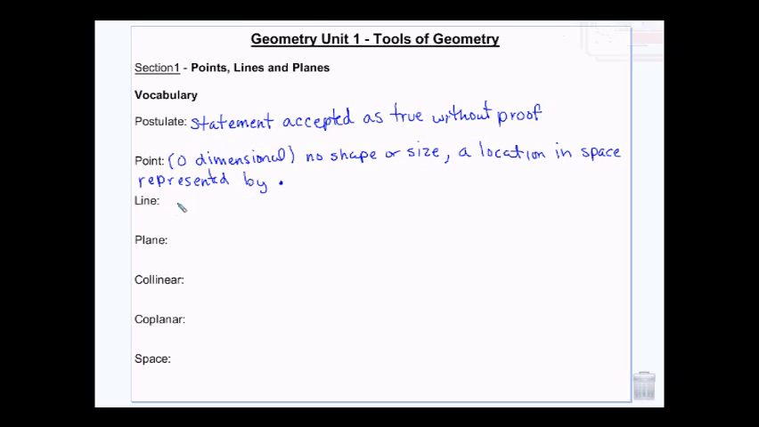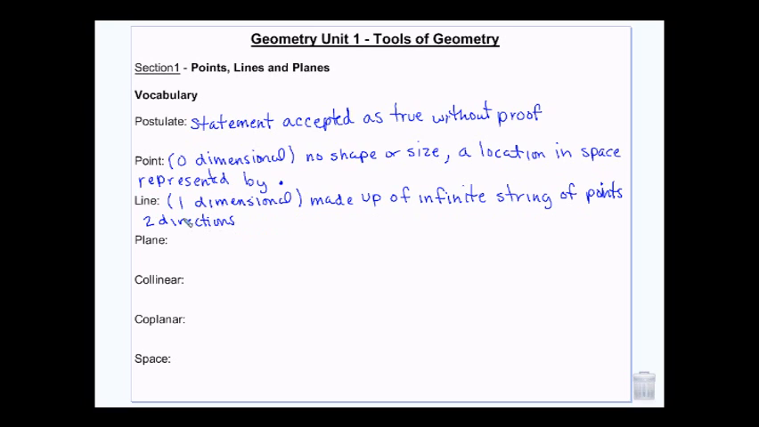A line is 1-dimensional. Okay. It is made up of an infinite number of points. Points has an I in it still. And that goes in 2 directions.